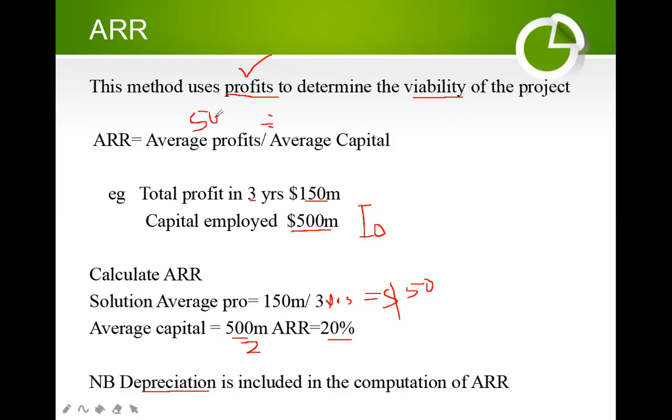Let's try to follow. We divide 50 by 250, right? 50 over 250. We multiply everything by 100. I think it's very simple for us to get a percentage. Let's divide. This is 50 divided by 250. Then we get 20%. So this answer is very correct. 20% is our accounting rate of return. I think you can actually see this. This is very simple.